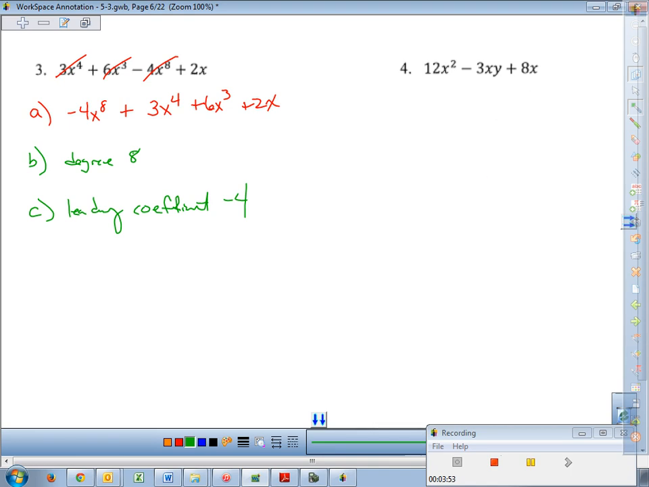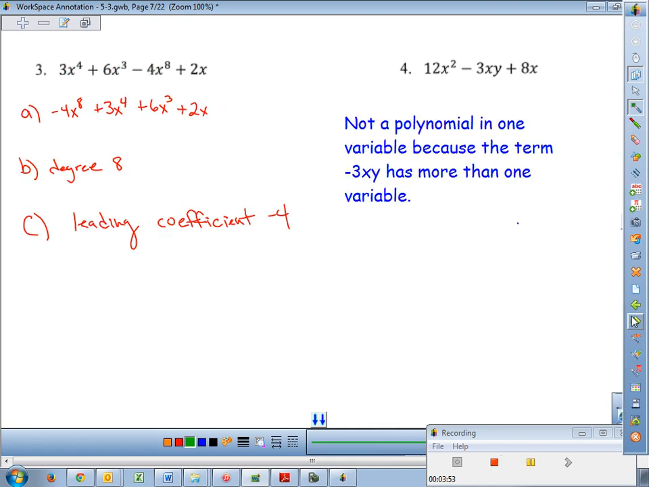Which term messes it up? Well, that's a variable. Which term messes it up? -3xy is the bad term. So let's put this. It's not a polynomial in one variable because the term -3xy has more than one variable.